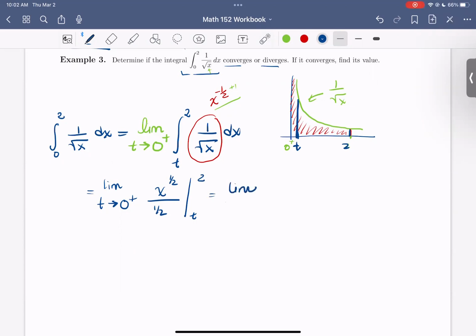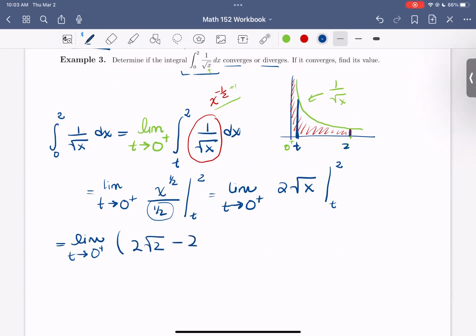So we get the limit as t goes to 0 from the positive side of 2 root x. So just changing that 1/2, we're dividing by 1/2, so it's the same as multiplying by 2. And then 1/2 in the exponent just gives us a square root. So we're evaluating at t and 2. Okay, so let's go ahead and plug in that 2 and t. So this becomes the limit as t goes to 0 from the right of 2 root 2 minus 2 root t.